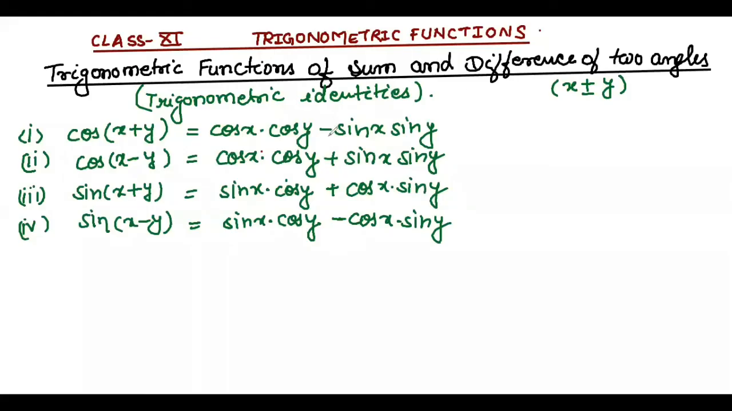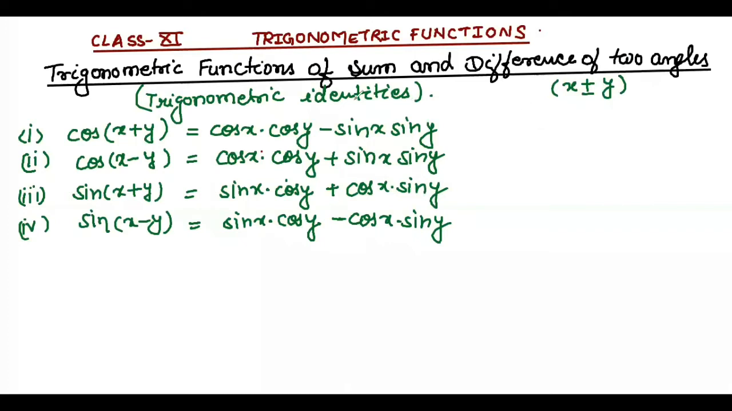Hello students. Today I am going to discuss trigonometric functions of sum and difference of two angles. If two angles are there, angle x and angle y, then x plus y or x minus y. So these trigonometric functions mean cos of x plus y, sine of x plus y, tan of x plus y or tan of x minus y. These type of values we will discuss here.